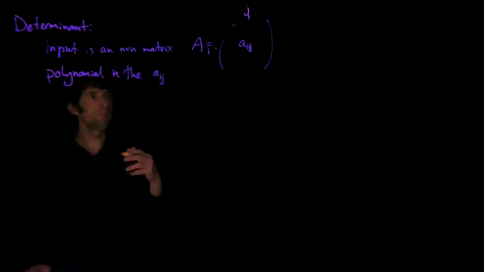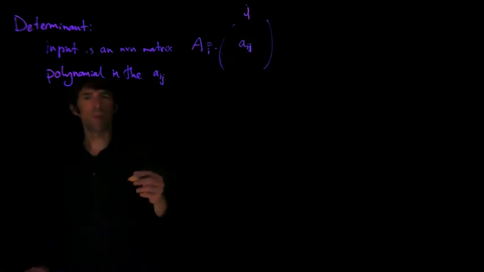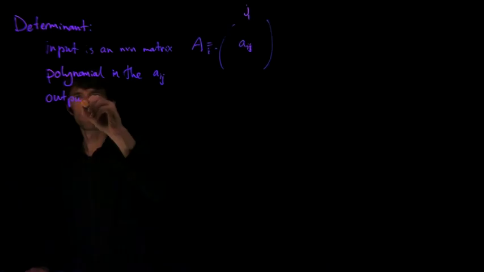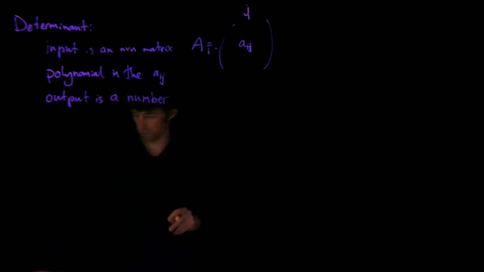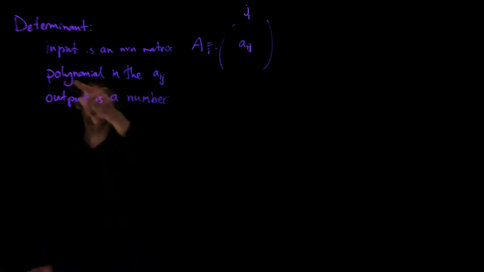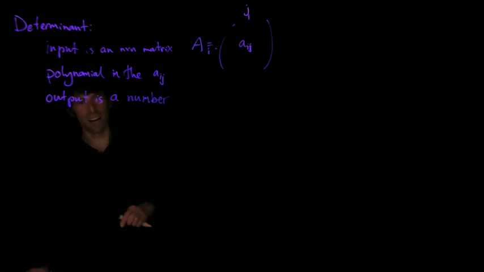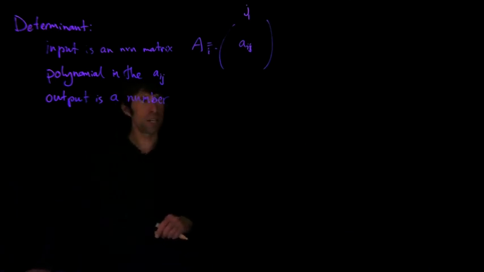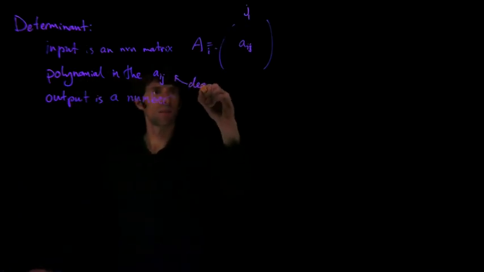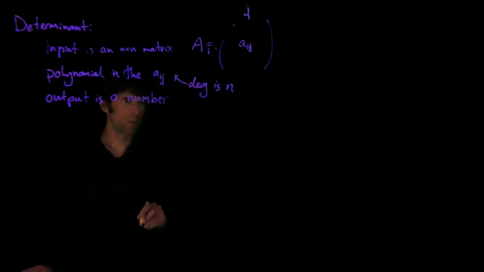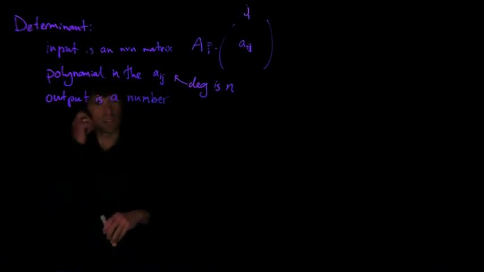So it's some polynomial in all of the different entries of this matrix, and you evaluate that polynomial. And the output is a number. Now the bad news is, if the matrix is big, this polynomial can be really huge. It's got a lot of terms, and the degree of the polynomial is n. So if you have a 10 by 10 matrix, this is a 10th degree polynomial, and it's going to have a lot of terms in it.